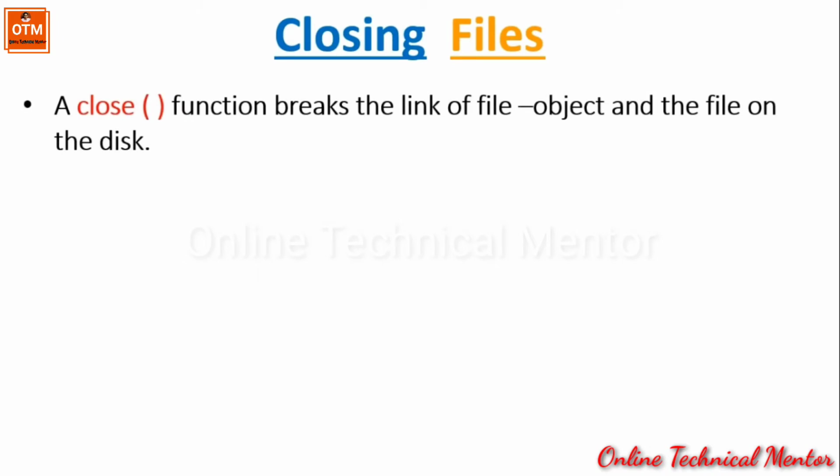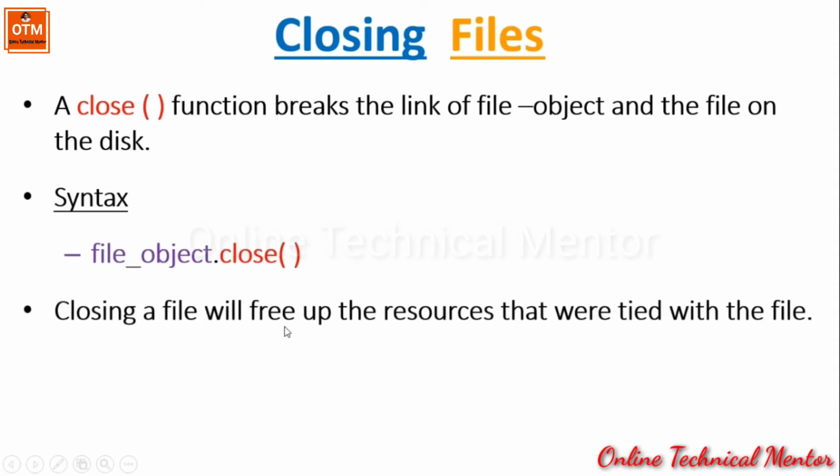Now let me tell you about the closing of a file. Closing is a very important operation within file handling. A close function breaks the link of the file object and the file on the disk. I have already shown you how the file object establishes a link between the program and the data file, and this close function will help you to break the chain. So whenever you have completed your file handling operation, just remove the file object from there by using the close function. The syntax of the close function is the file object name dot close and then the parentheses open and close.